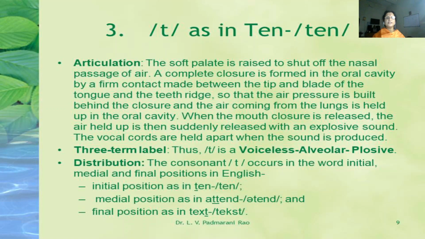The rule that we discussed called aspiration under P sound also is applied to T sound. Actually speaking, P as well as T are voiceless. Vocal cords do not vibrate. The sounds are comparatively softer. But when they occur in the initial position of the accented syllables, they are to be uttered with a slight h sound. So it is not T-E-N ten, it is ten. It is not T-E-X-T text, but it is text.